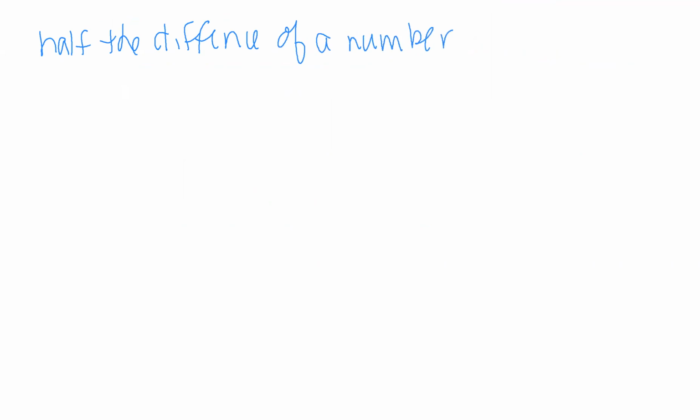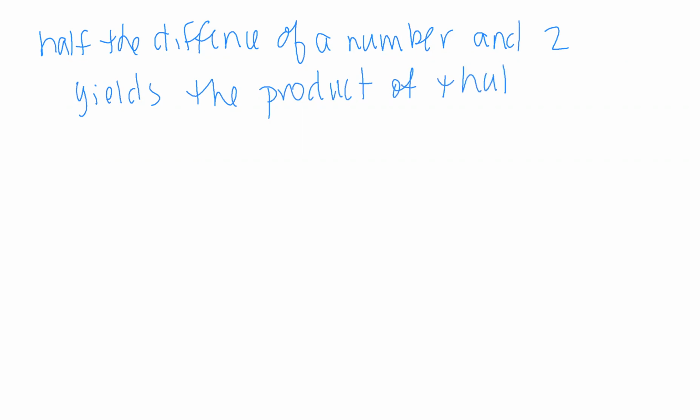Let's look at another one. So half the difference of a number and 2 yields the product of that number and 5. This one's a lot more complicated than the first example that we just did.